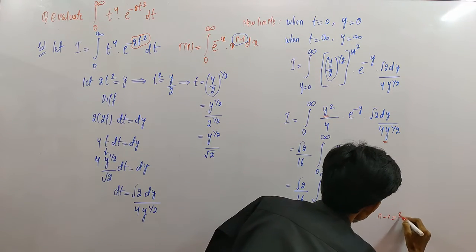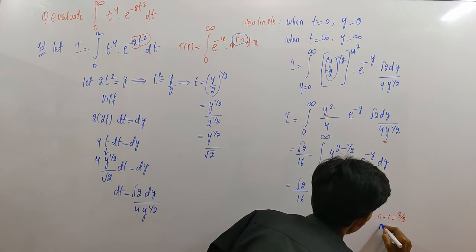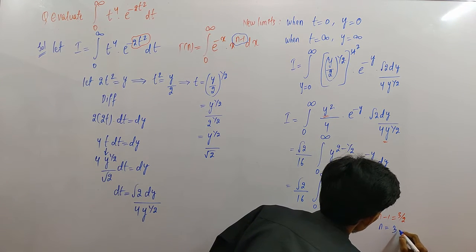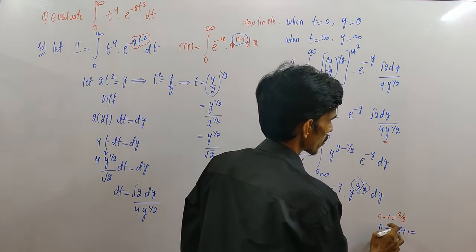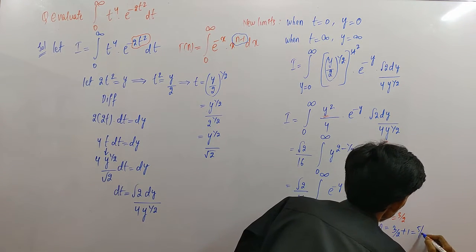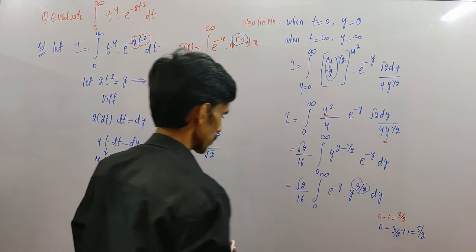So n minus 1 value is 3 by 2. From this, the value of n is 3 by 2 plus 1. That is, 2 ones are 2, 2 plus 3, 5, so 5 by 2. So we have n is equal to 5 by 2.